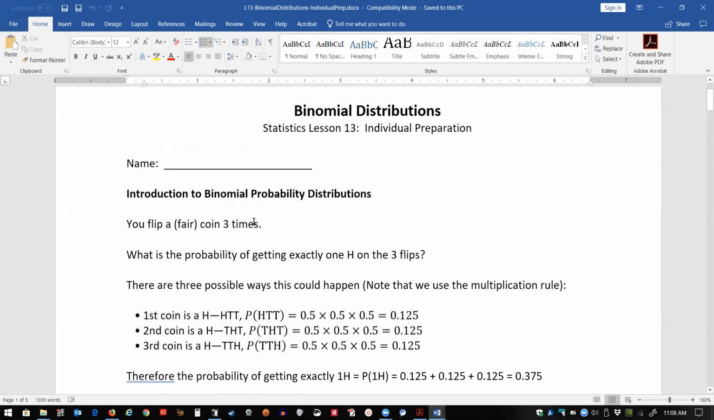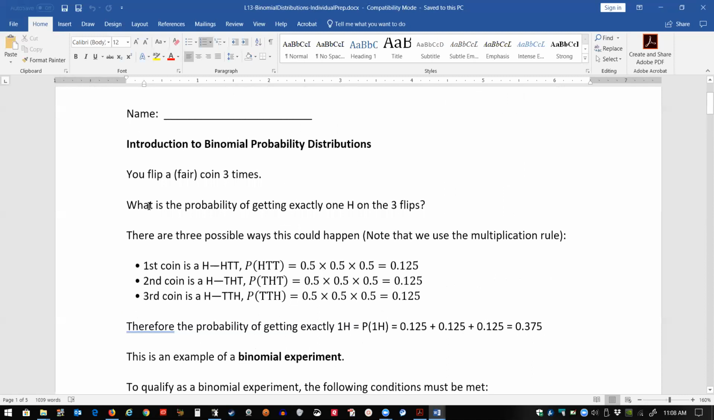All right. So here's an example. We flip a coin 3 times. Okay. So we have 3 trials. The experiment is flipping a coin. There are only 2 outcomes, right? We have heads or tails. So that fits. And the probabilities remain the same for getting a head or getting a tail for each of those flips. That makes sense? So this is a binomial probability distribution.